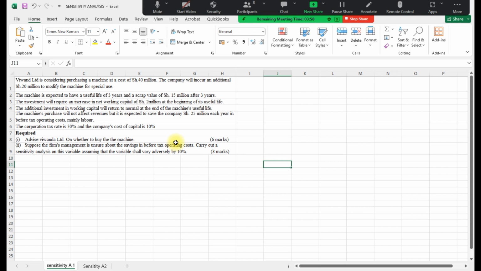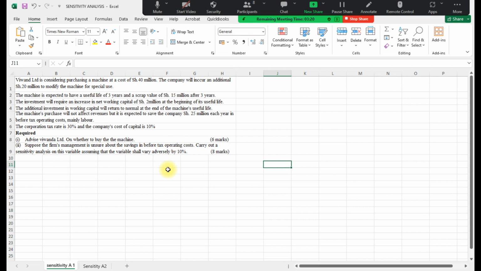So you are required to advise Viwanda Limited on whether to buy the machine. And number 2, suppose the firm's management is unsure about savings in before tax operating cost. Carry out a sensitivity analysis on this variable, assuming that the variable shall vary adversely by 10%. Remember, sensitivity will be the impact of change of that variable on the project NPV.